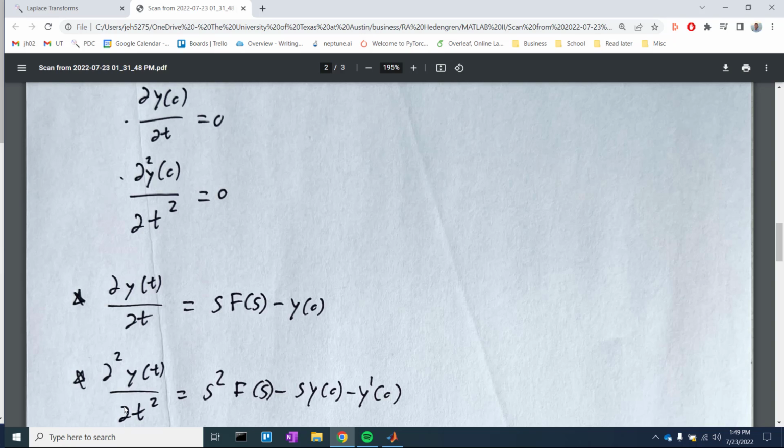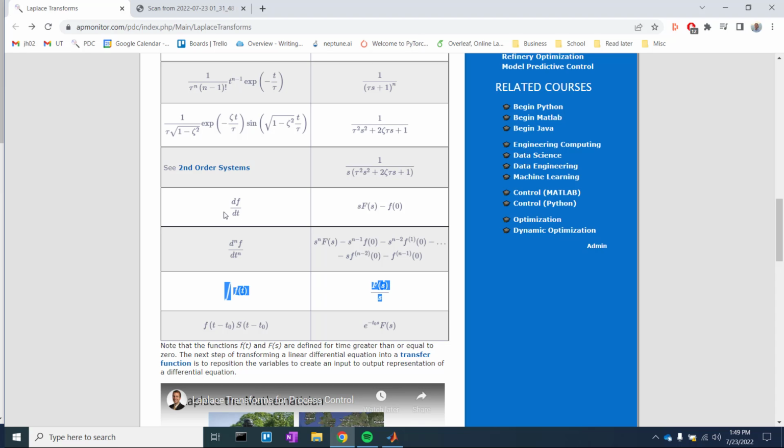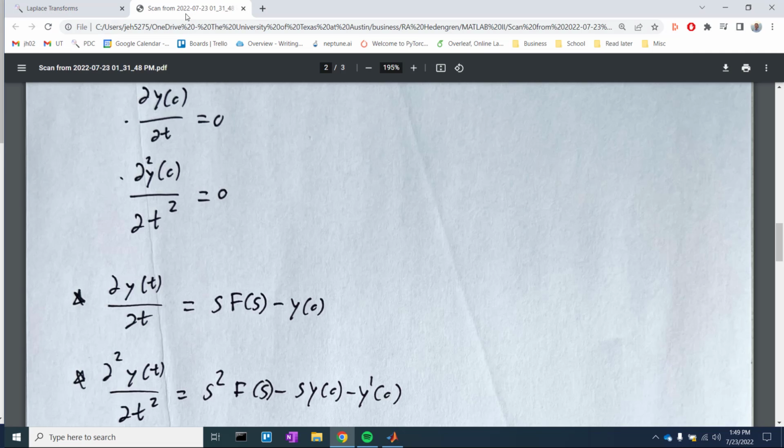We also have d squared y dt squared is equal to s squared F of s minus s y naught minus the derivative at y naught. And where that comes from, let's just look right here. We have this function we just used, and we have this one right here, which is for the nth derivative. Here we have a second, so s squared Ys, minus s to the n minus 1, so s y naught, minus s to the 0, so that's all going to be 1, f to the first 0, so that's going to be f prime. That's where we come up with that.